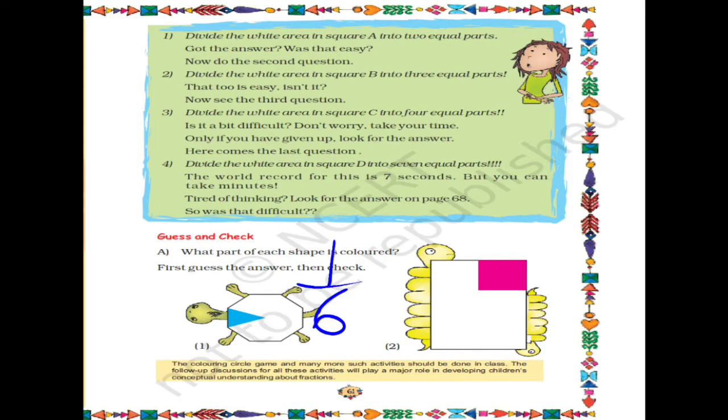So what you will do is, using your scale and pencil, draw a line like this in a proper manner. You will come to know there are a total of 6 parts. Let's count: 1, 2, 3, 4, 5 and 6. So a total of 6 parts are there and only one part is colored. So what will you write? By looking at the picture, we can say that 1/6 part of the shape is colored.